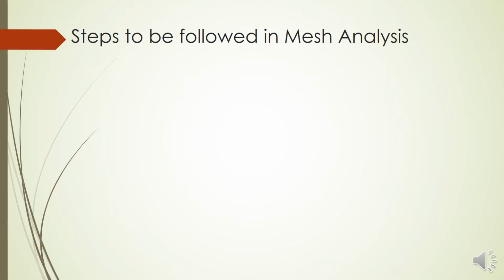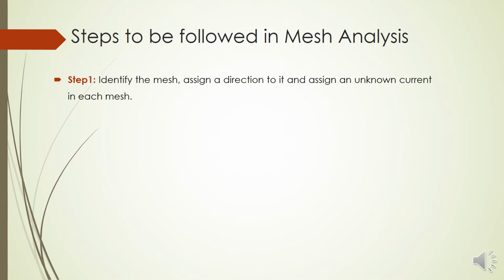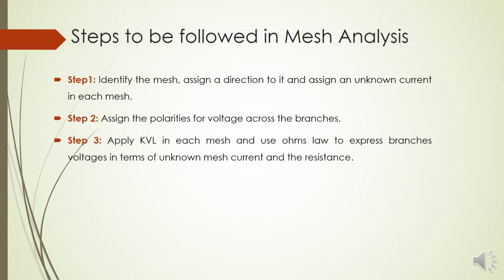So, the steps to be followed while solving mesh analysis. First step is to identify the meshes, then assign a direction to each and assign unknown currents in each mesh. Step 2: assign the polarities for voltage across the branches. Third step: apply KVL in each mesh and use Ohm's law to express branch voltages in terms of unknown mesh current and the resistance. Fourth step: solve the simultaneous equations for the unknown mesh currents.